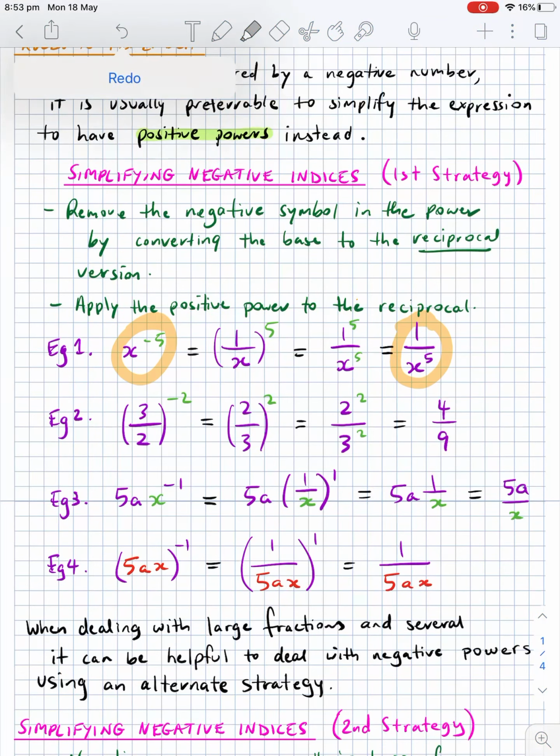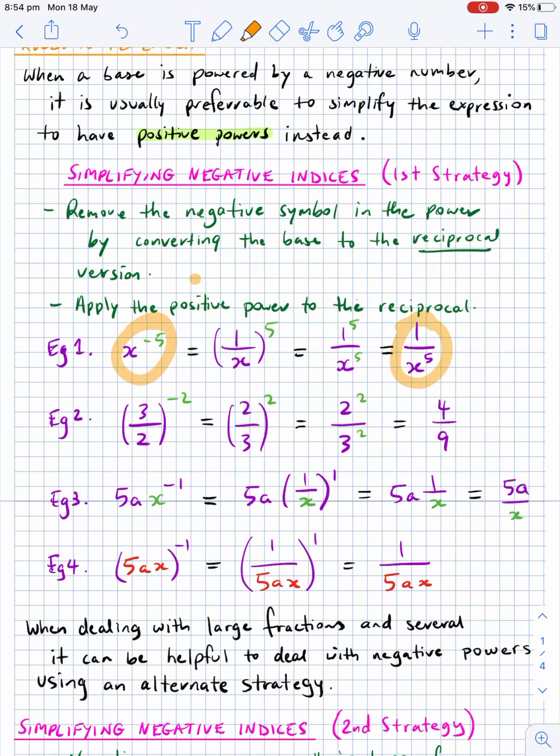So first one is x to the power of negative 5. The idea is we want to change our base, our x, to its reciprocal. We want to flip x. Remember that x is the same as x over 1. And if we flip that, it becomes 1 over x. And we still want to apply the power of 5 to it, but notice how when we flipped it, the 5 has turned to its positive version. So we need to apply that power of 5 to both top and bottom when we're dealing with this fraction.